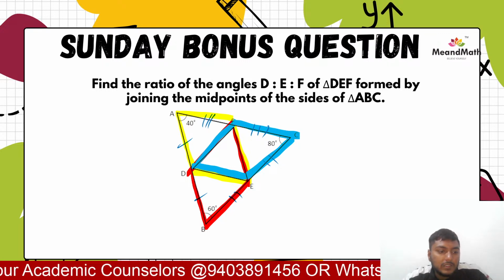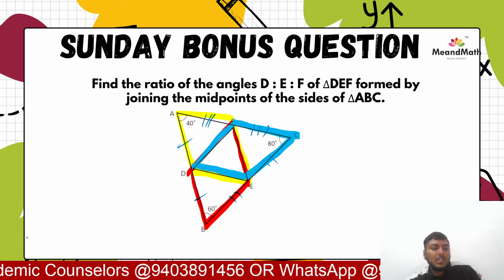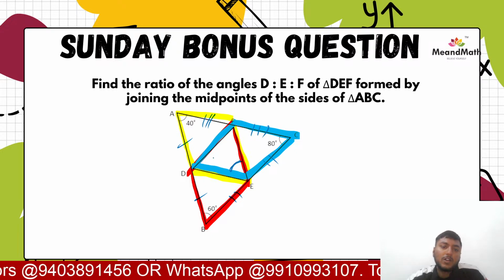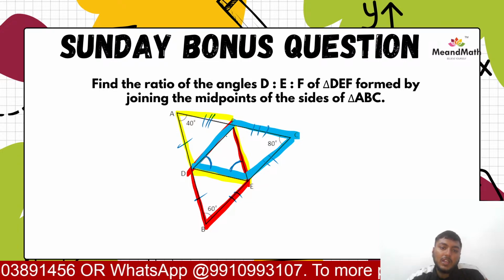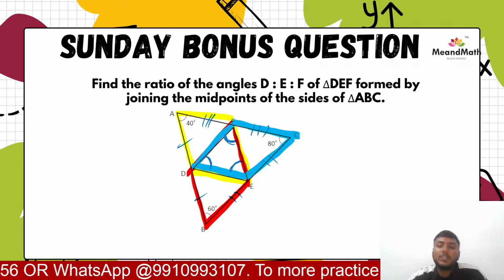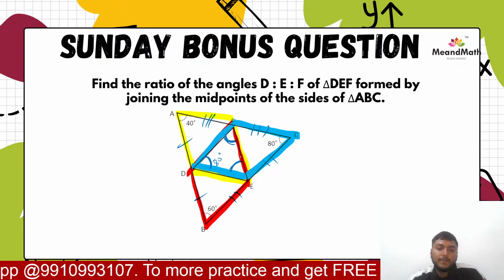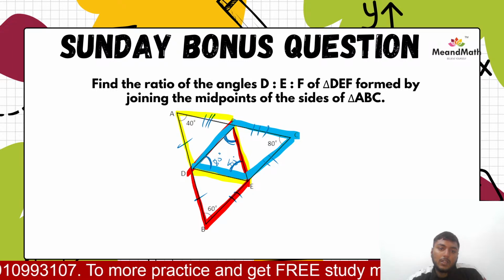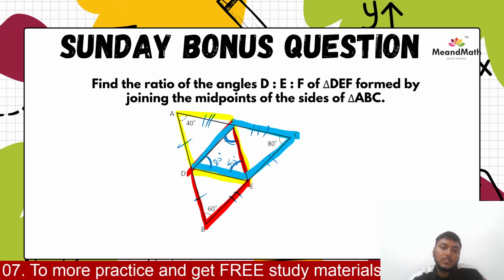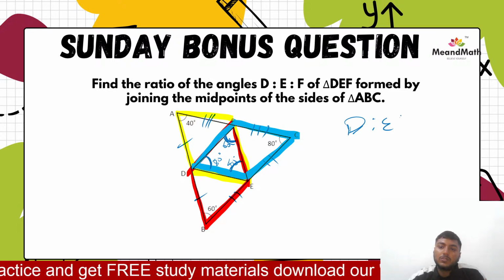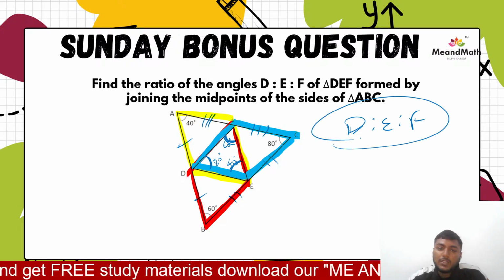So now what we can see, in a parallelogram, opposite angles are equal. So this is 40, this is 80, and this is simply 60, right? So DEF का क्या हो गया? This is 80, this is 40, and this is 60. So DEF का रेशियो निकालना है. We have to calculate D is to E is to F.